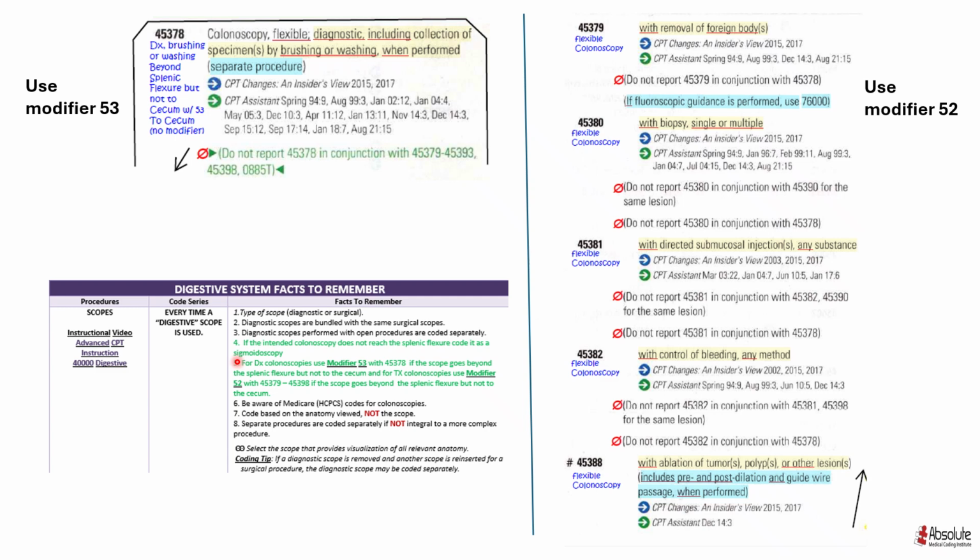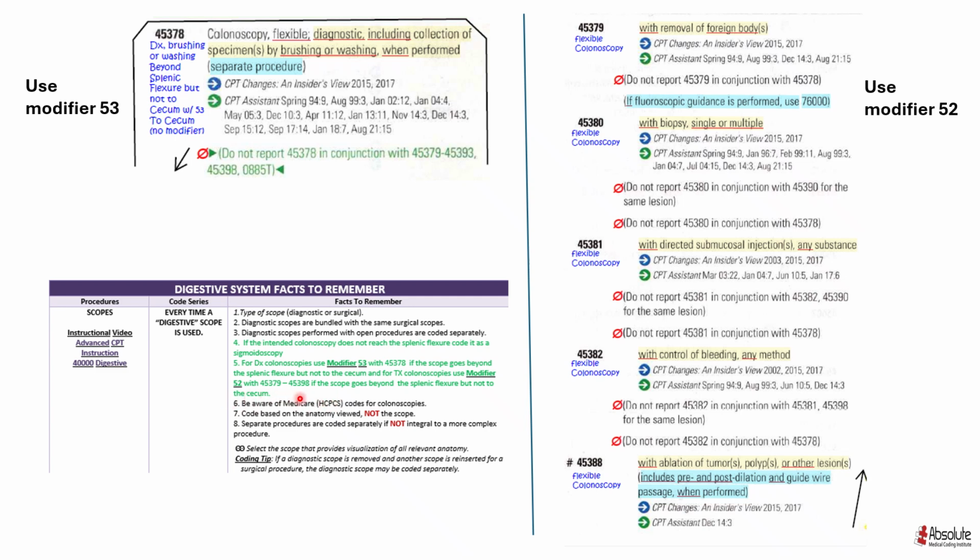All right. Also, number three, diagnostic scopes performed with an open procedure are coded separately. So you can code this diagnostic scope with an open procedure as long as it's not related. Number four, if the intended colonoscopy does not reach that splenic flexure, code it as a sigmoidoscopy. Number five, for colonoscopies, use modifier 53 with 45378. So this is diagnostic. And for therapeutic, use modifier 52 when they carry out procedures.